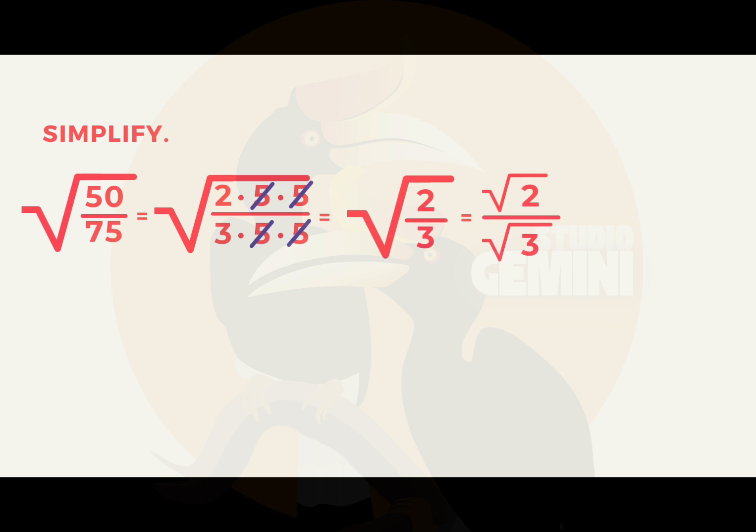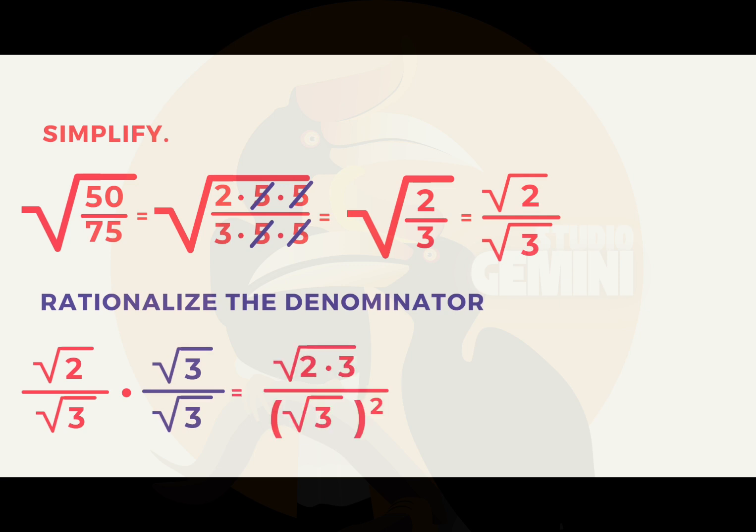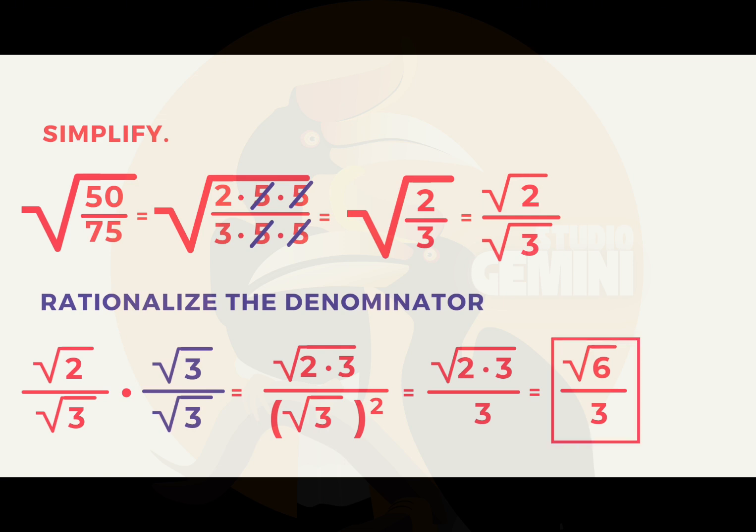Like our previous example, this is not our final answer because we don't want any roots in the denominator and must rationalize it. Since we want to get rid of the root 3 in the denominator, we'll multiply our fraction by root 3 over root 3. The numerator becomes the square root of 2 times 3, and the denominator is the square root of 3 squared, which is just 3. Since the square root of 2 times 3 won't simplify any further, let's multiply it back together. So the square root of 50 over 75 simplifies to the square root of 6 over 3.